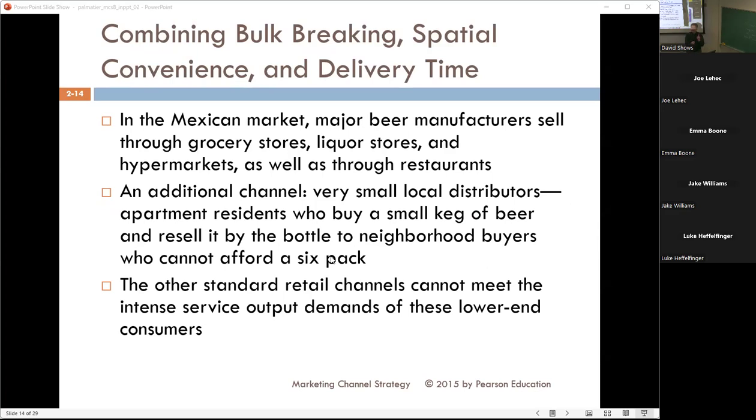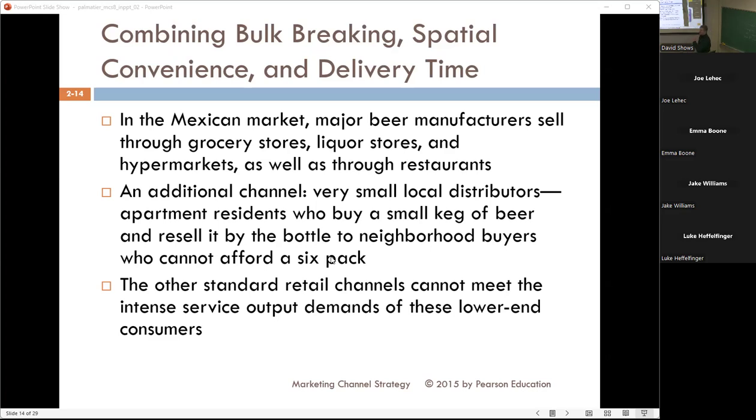So realize that service outputs do not create themselves in a vacuum. They are all connected together. And so this is an example of in Mexico, usually beer sales go through grocery stores and liquor stores and restaurants, but they're very small local distributors. And one of the things that we'll talk about when we get into chapter 3, especially, is that there are service outputs that consumers demand. And when the service supplied is less than the service demanded, consumers find a way.